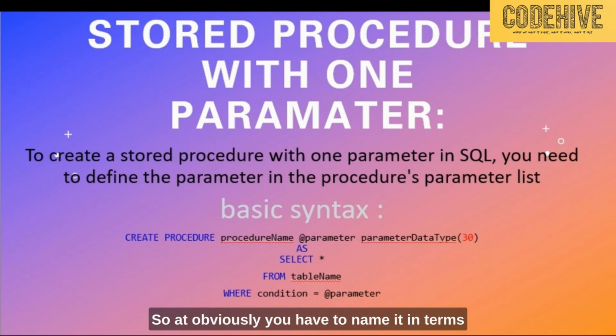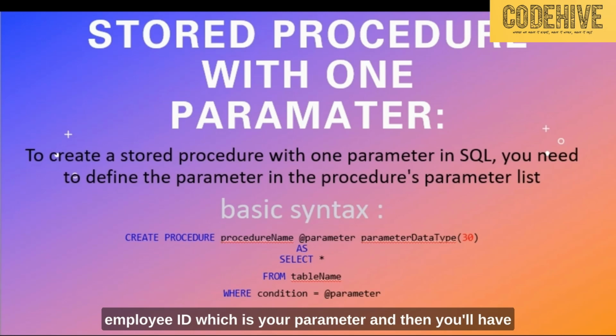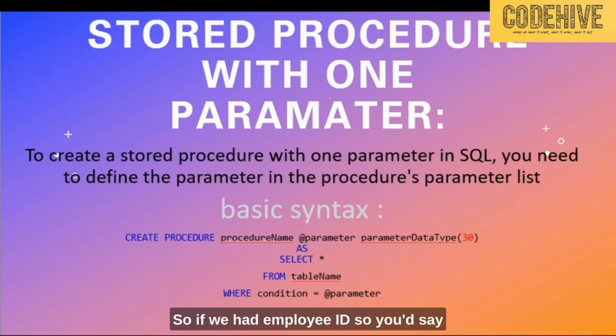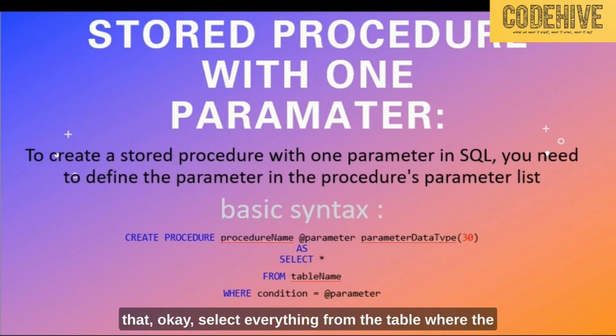So at, obviously you have to name it in terms of what the parameter is all about. Like if you want to collect maybe employee ID, so you'll have @employeeID, which is your parameter, and then you'll have your parameter data type. Okay, as select all from the table, and then the condition, right? So where the condition is equal to the parameter. So if we had employee ID, you'd say, okay, select everything from the table where the employee ID in the table is equal to the employee ID, which is the parameter, right?